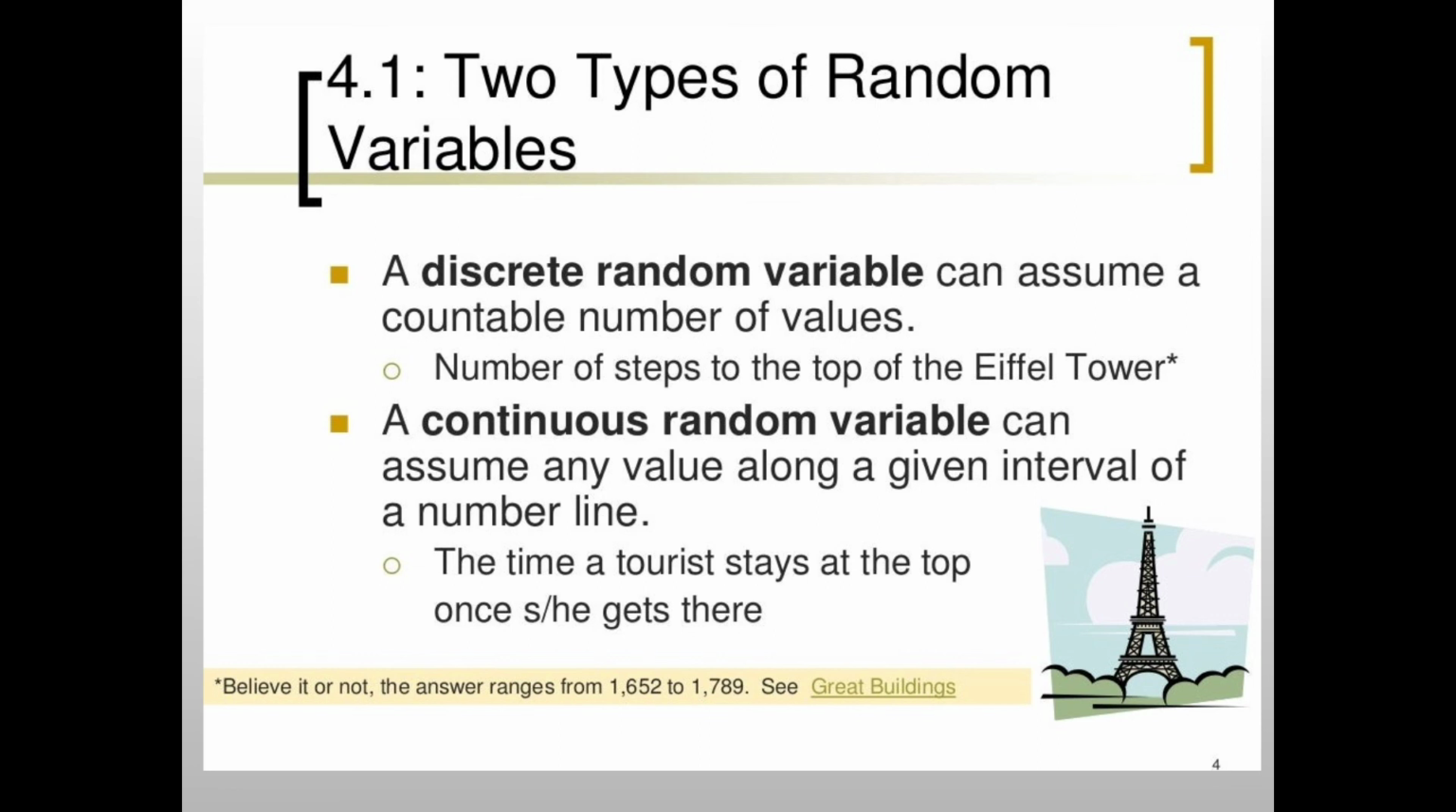There are two types of random variables. A discrete random variable can assume a countable number of values, for example the number of steps to the top of the Eiffel Tower. A continuous random variable can assume any value along a given interval of a number line, for example the time a tourist stays at the top once he gets there.